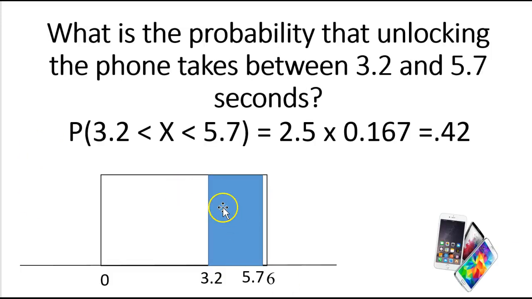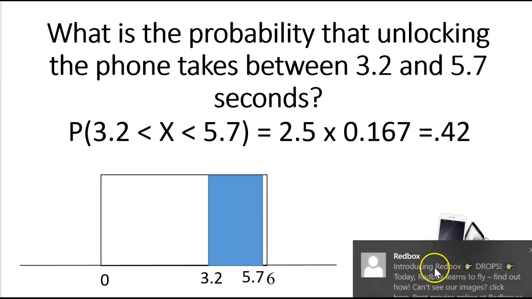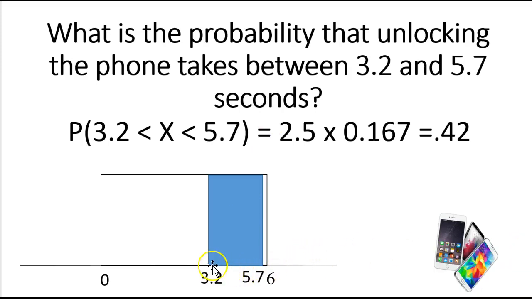What is the probability that unlocking the phone takes between 3.2 and 5.7 seconds? Again, we've marked 3.2 and 5.7 along the x-axis. And notice here our width of our rectangle is still 1/6. So our length here is 2.5, and our width here is 1/6. Multiplying the values together gives us the area of the rectangle and tells us our probability is 0.42.